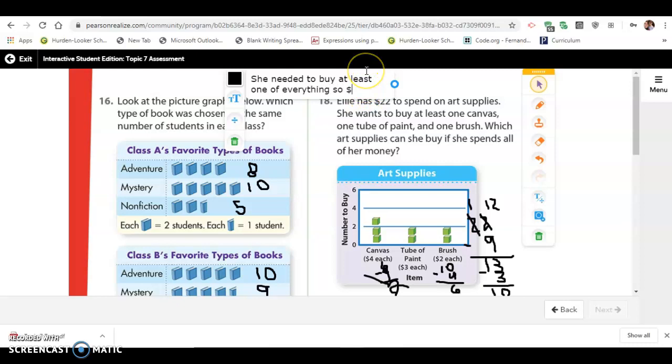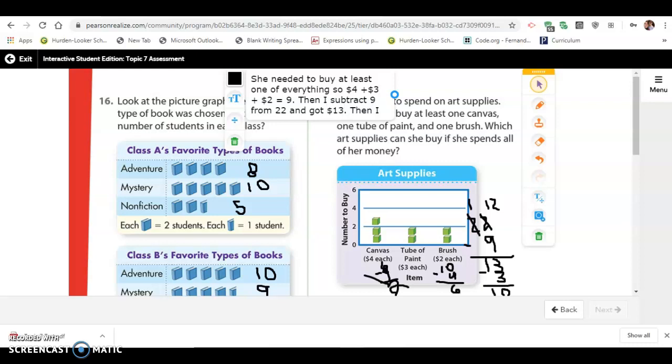So $4 plus, we can use the plus sign, plus $3 plus $2 equals $9. Then I subtract 9 from 22 and got 13 after, or $13, I should say.